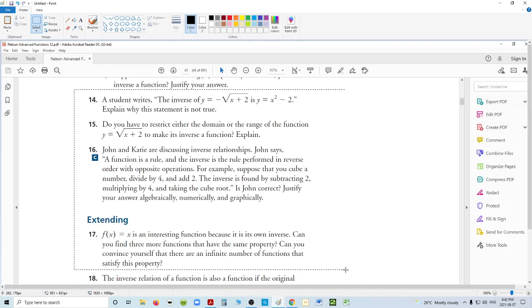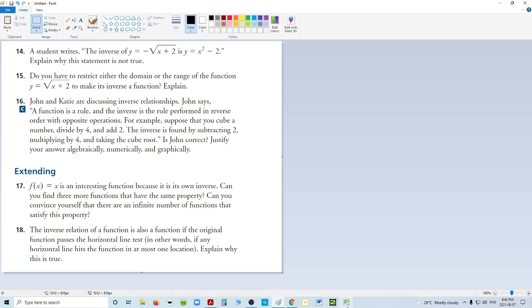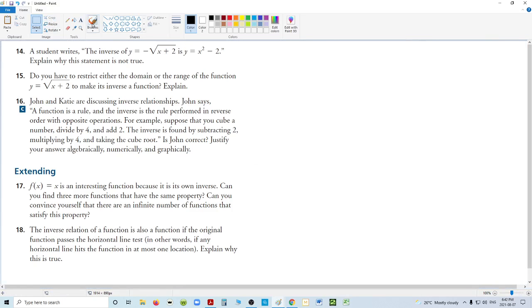A student writes: the inverse of this is that. Explain why this statement is not true. Okay. So first of all, ask yourself, what kind of function is this?